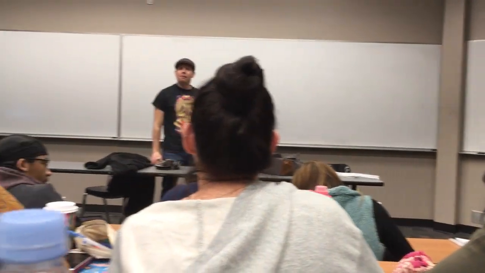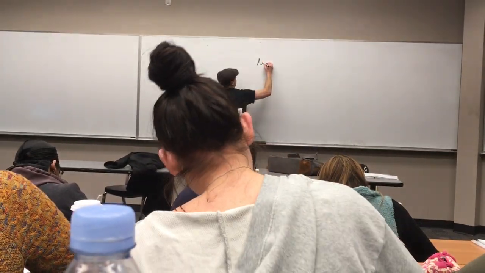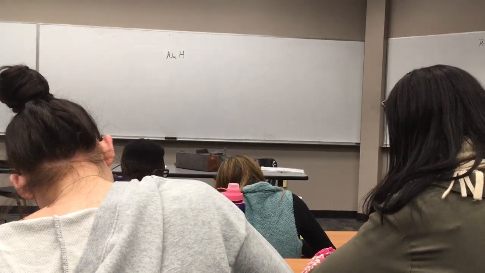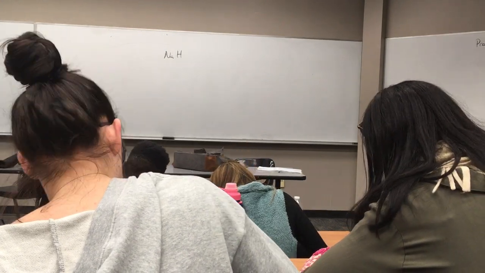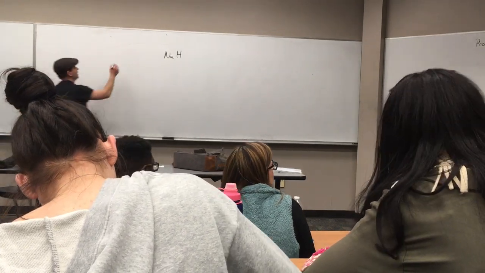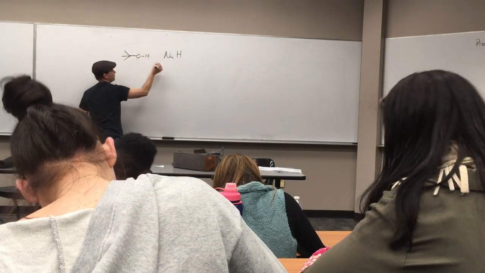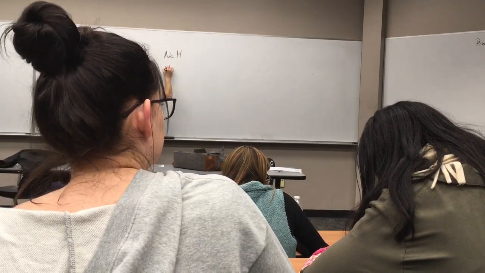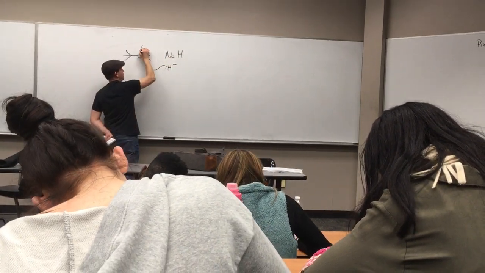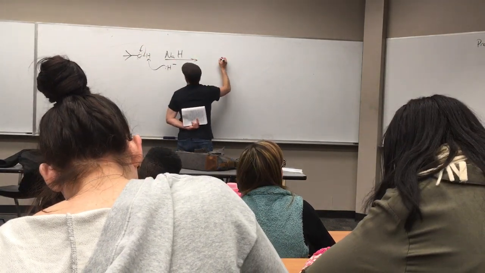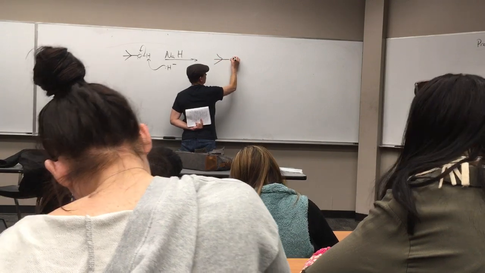Anybody else? Hydride reagents. H minus is a ridiculously strong base. Because what does hydrogen really want to be? Not H minus, but H2. Hydrogen gas. So by reacting this with something like butanol, the H minus will remove a hydrogen, making hydrogen gas, and generate the alkoxide.